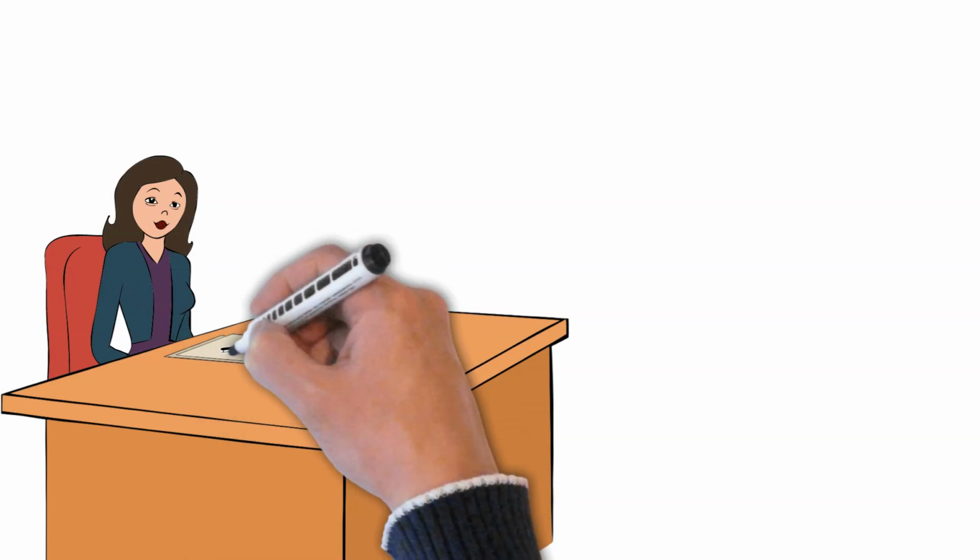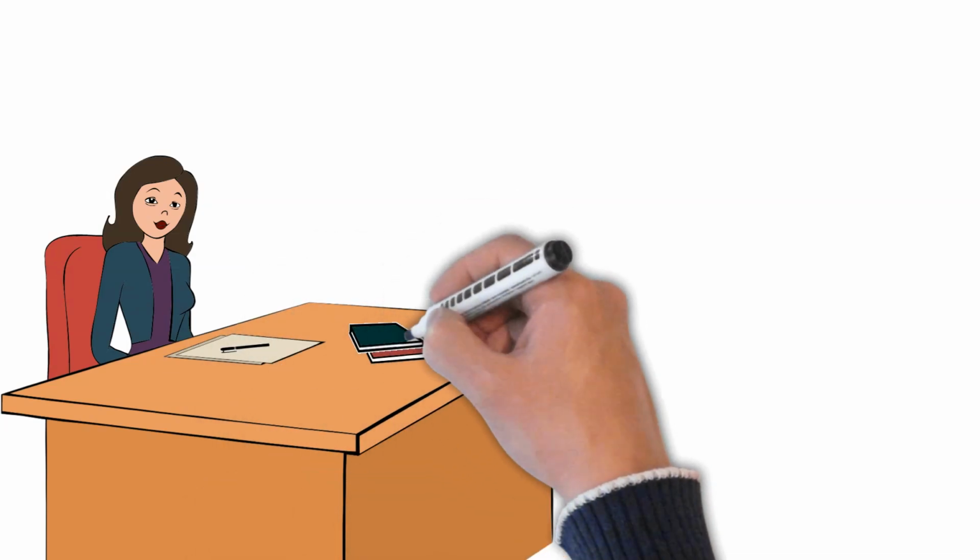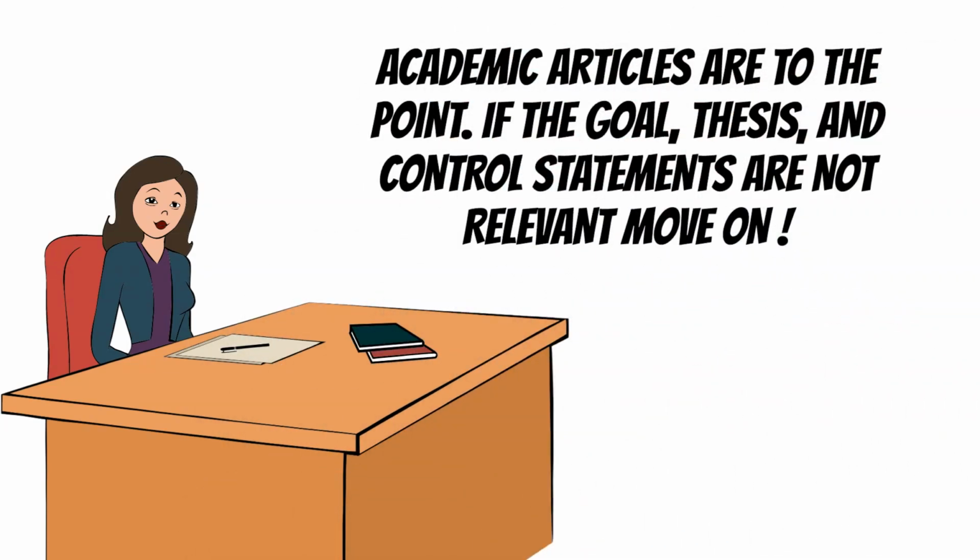After identifying the goal, thesis, and different control statements of the article, it should be enough information for you to determine if the article is a useful resource for the paper you need to write. If it's not, put it down, and go on to the next article and repeat the process. Using the example of this article I used when I was in school, I'll show how I can determine if an article would be a useful source for my paper.